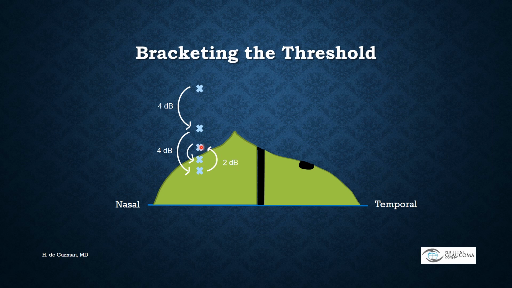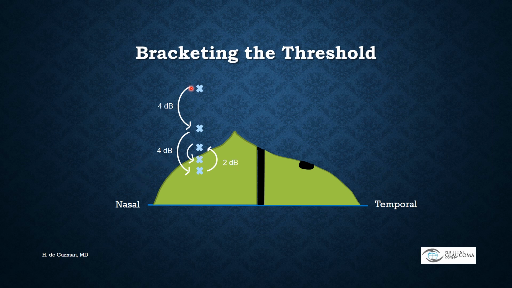If the patient did not see it, the machine now goes back to brighter, but this time by only 1 decibel. So this is called bracketing the threshold, and by doing these steps all at one point, the machine is able to determine the patient's threshold at that point.